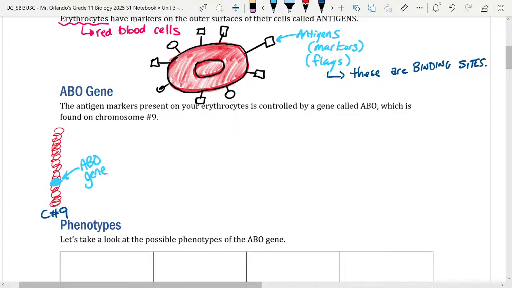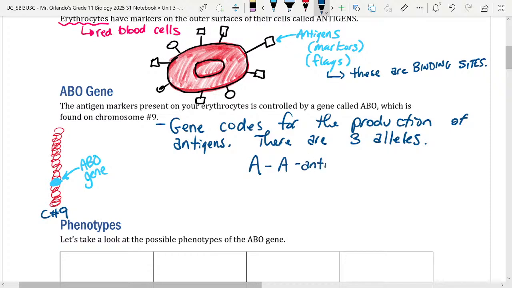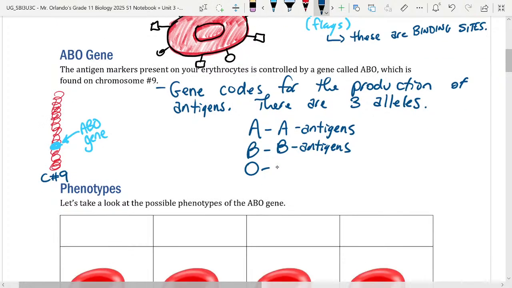So in fact, maybe we'll take a second and say this. The gene codes for the production of antigens. There are 3 alleles. The first allele is A, and that codes for A antigens. The second is B, and it codes for B antigens. And the third is O, and what does it code for? O antigens? No, it doesn't code for anything. Yeah, it codes for nothing.